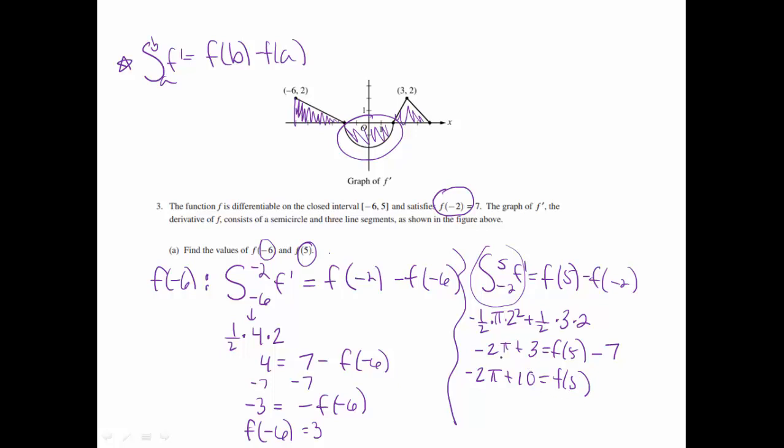If I used this condition that f of -2 equals 7 somewhere in my problem, I'm going to get a point. If I correctly found that f of -6 was 3, I'm going to get a point. If I correctly found that f of 5 was equal to -2 pi plus 10, I'd get a third point.